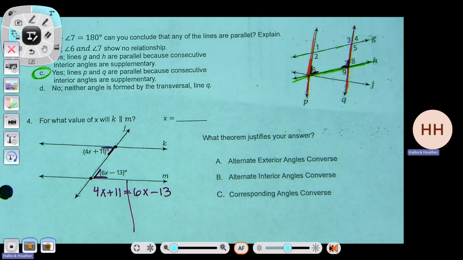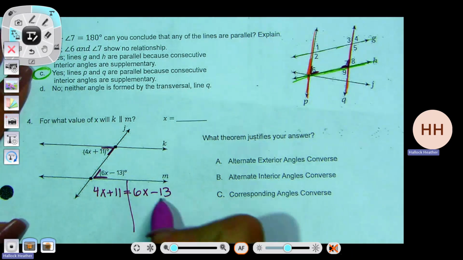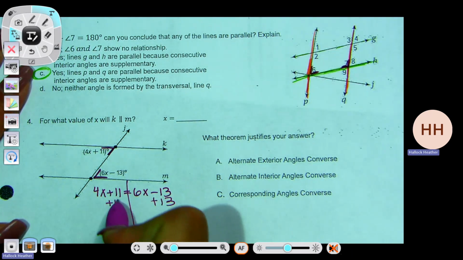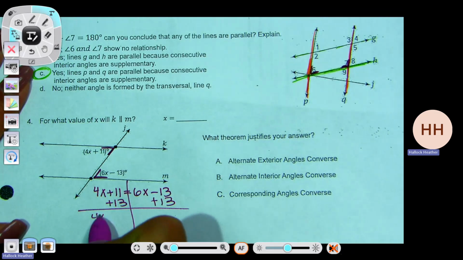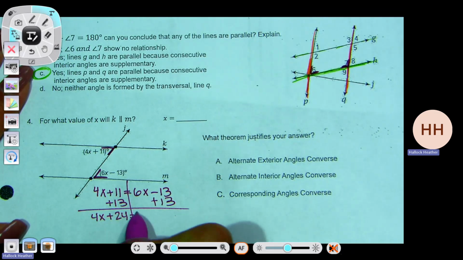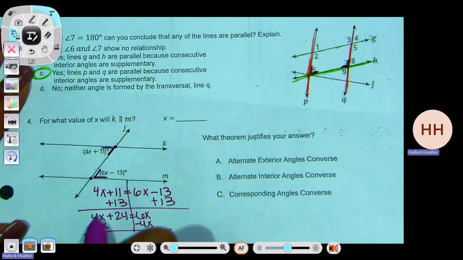So when you solve for X in this case, because they're equal, what do you get? 12. You get 12. So you add 4, you get 24, right? 4x plus 24 equals 6x minus 4x, minus 4x. You get 2x. Last step, divide by 2, you get x is 12.